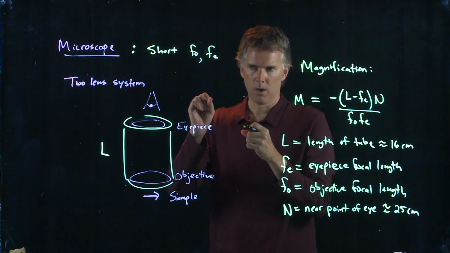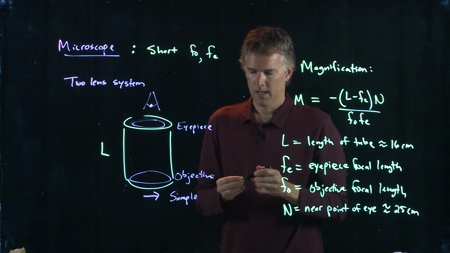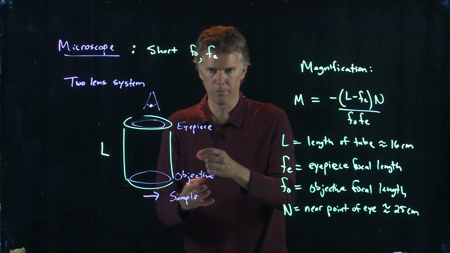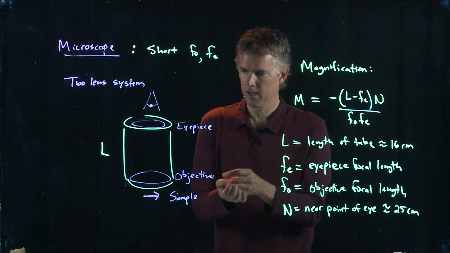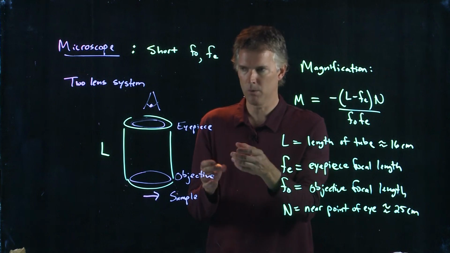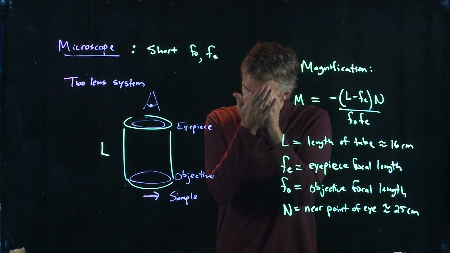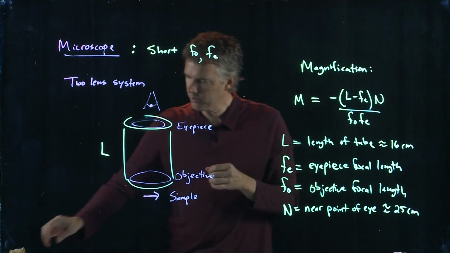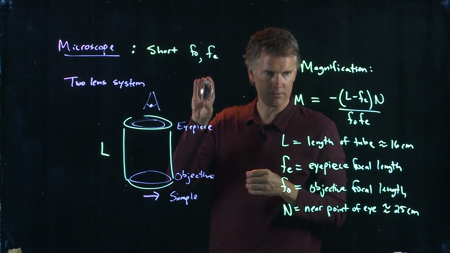Okay. When you go to a jeweler and they pull out their loop to check out your ring and see if it's real or not, they are using one of these things. Either one. It's just a short focal length lens. And that allows them to look at it very closely, just like we did with the magnifying glass.